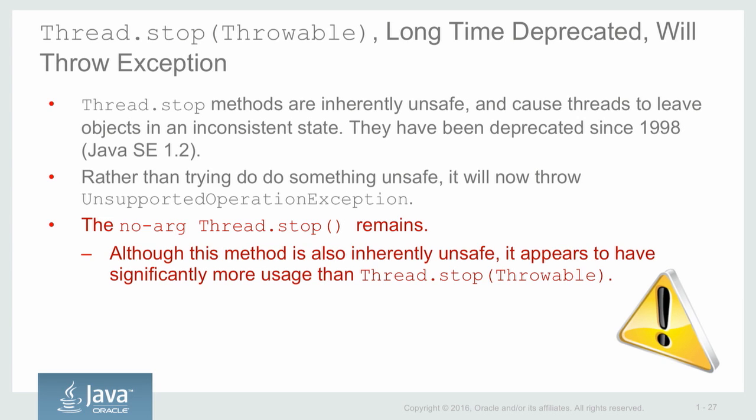This is an inherently unsafe method, Thread.stop. Now there's a flavor of it that takes a Throwable. It's been deprecated for a long time, and it will now throw an exception. There's another one, Thread.stop without any argument. That remains. It's also inherently unsafe, but remember when I said that we go and look into the code to decide how much impact one of these changes will have? Yeah, removing that one would have been too painful. There would be too many projects affected. So don't use it, but if you're using the Throwable one, yeah, that one is going to stop working.